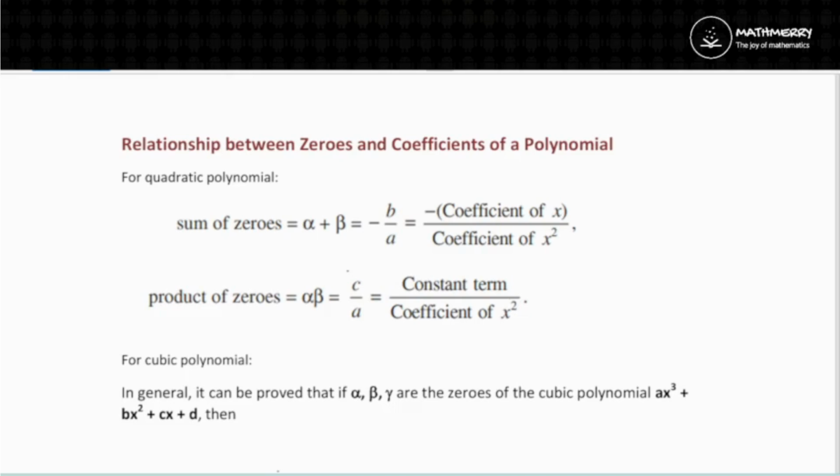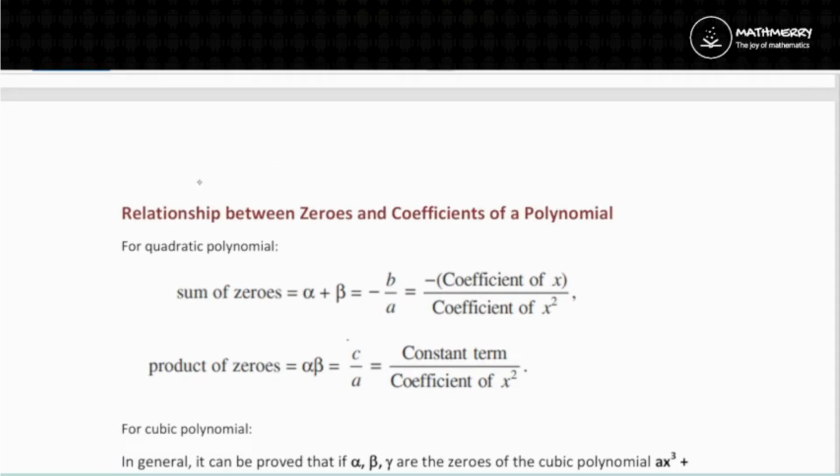Now next we have the relationship between the zeros and the coefficients of a polynomial. So for a quadratic polynomial, we know the general form of a quadratic polynomial. It's ax square plus bx plus c is equal to 0. Now, here the coefficients of the polynomial are a, b and c. So we are forming a relationship between the coefficients or the constant and the zeros of the polynomial.